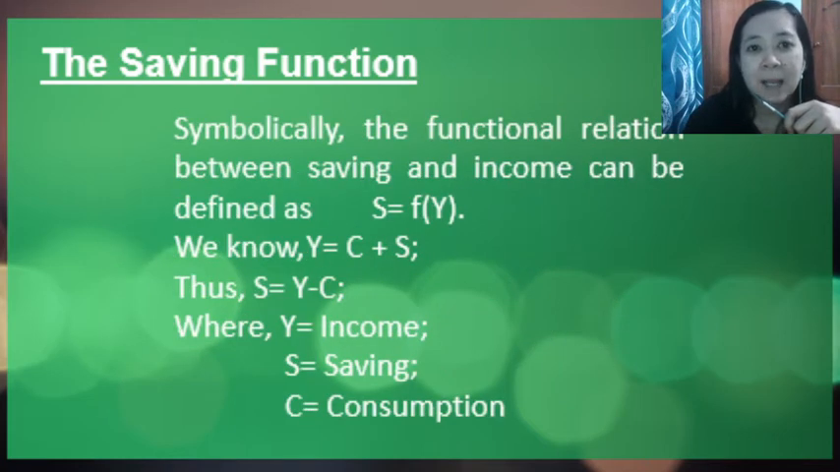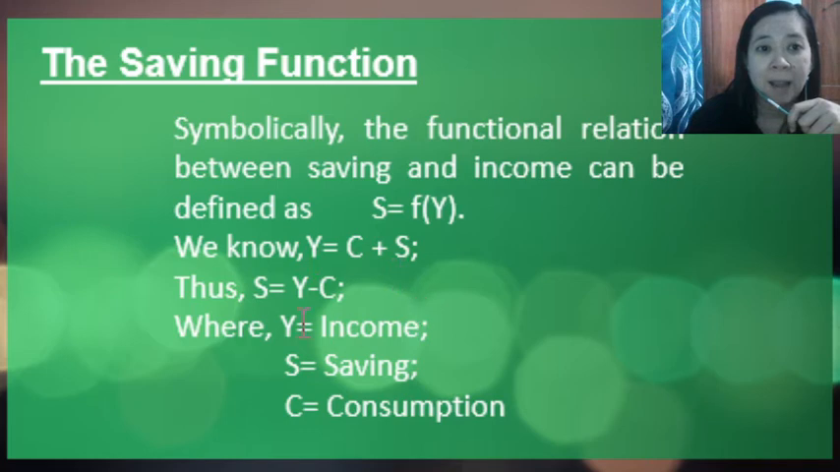So symbolically, the functional relationship between saving and income can be defined as follows. We have here S is equal to F multiplied by our variable Y. Here, we also have the sub formula for Y and S. Basically, we can derive this to get also our S variable.